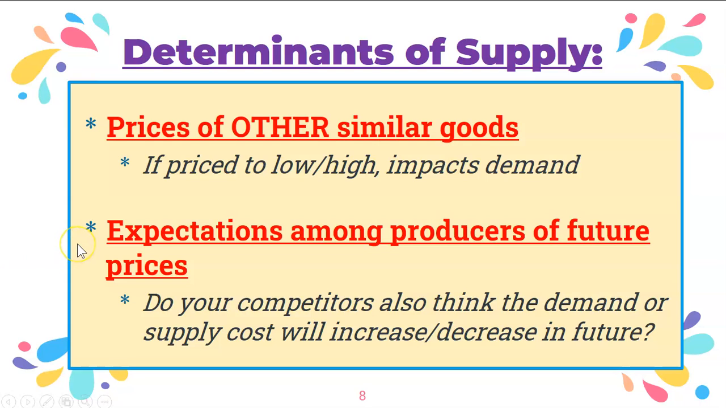And expectations among producers of future prices. So, do your competitors also think that there's going to be an increase or decrease? It's almost like Wall Street here. You're trying to take a guess, what's going to happen next year. 2020, nobody expected that, right? A couple years ago, no one would have even imagined that. And now that's changing expectations for companies, and they're trying to change and adapt their supply lines based on that and what's happened.